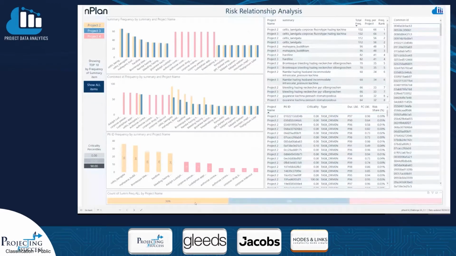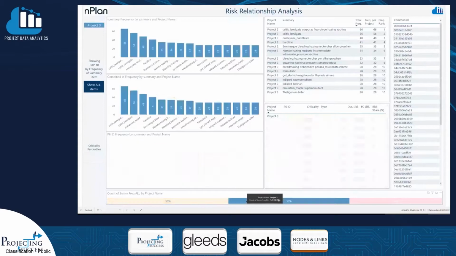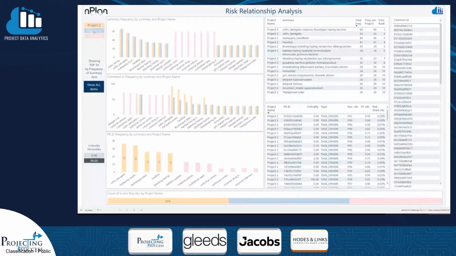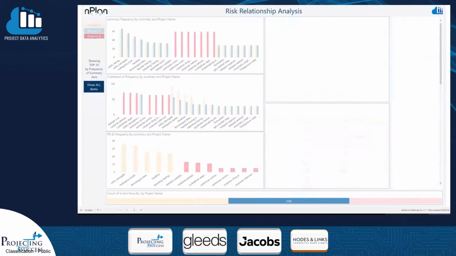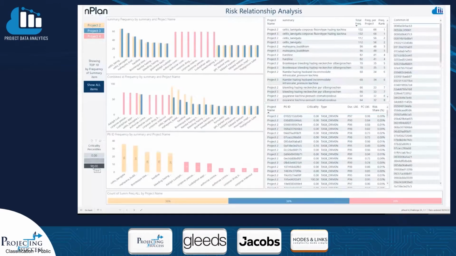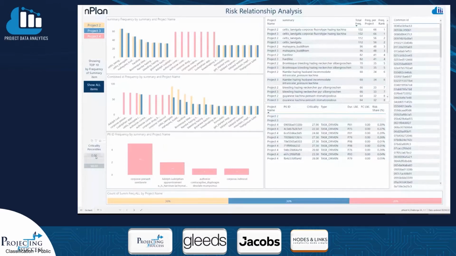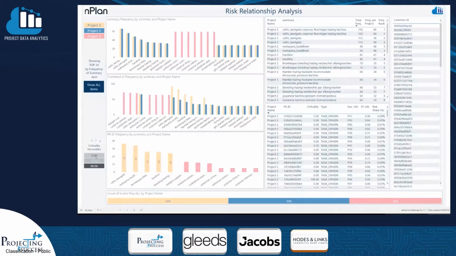So we can click on a particular project here, project 2, and everything on the page will update. However, if we go to these up at the top, instead of drilling down, it will highlight. The last thing on this page is we have 10-point criticality percentiles. So we can look at the top 90%, the 20 percentile, or the 0 percentile to see all of those.